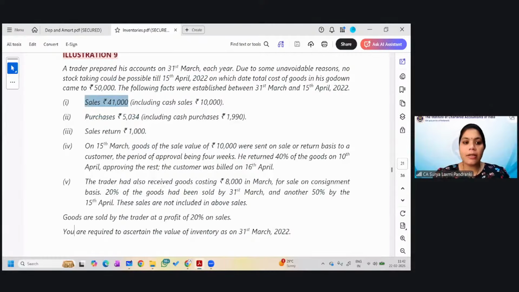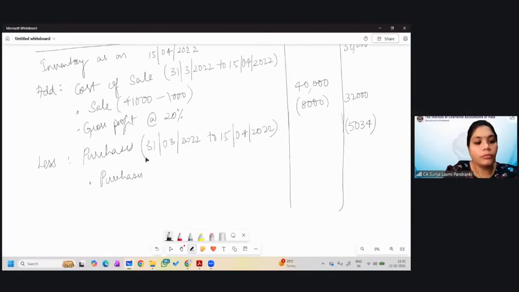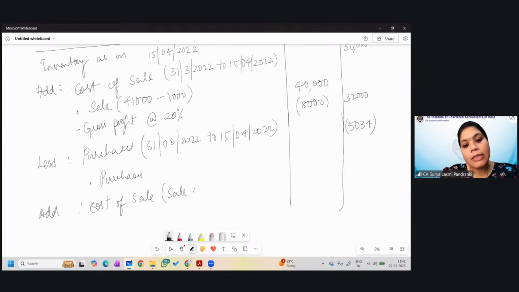Okay, we are done. Let's go back to the question again. First point, sales is done. Second point, purchases is done. Sales return, the third point, is also done because we have taken that in the sales itself. Now the fourth point is about that 10,000 value, which is on sale or return basis. Let us take that also. Add cost of sale, which is sale or return basis. It is not that particular 15 days of sale. This is a little different.